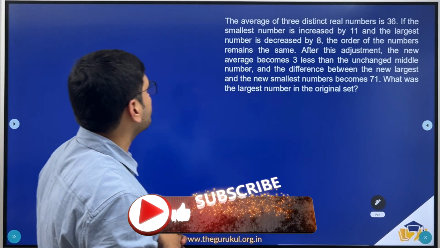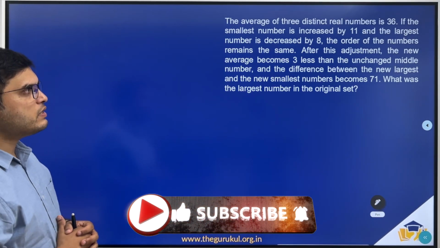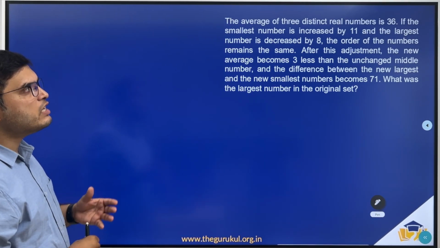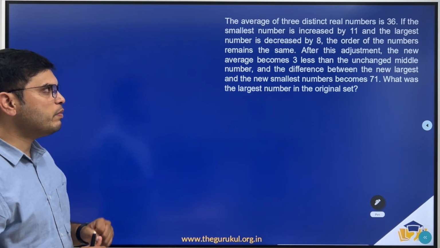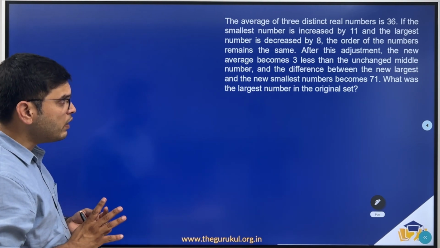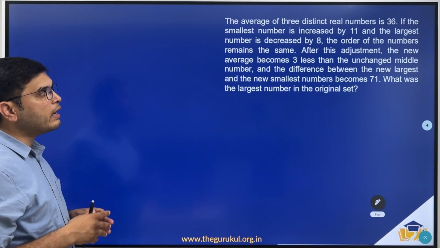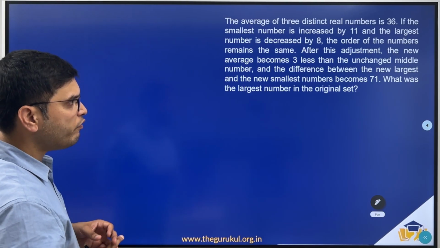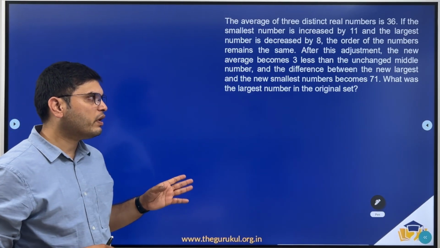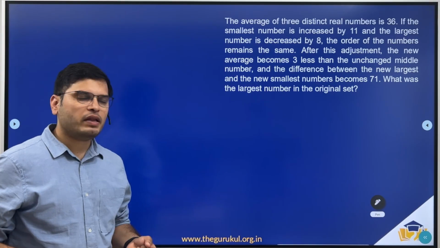Now coming to the third question. The average of three distinct real numbers is 36. If the smallest number is increased by 11 and the largest number is decreased by 8, the order of the numbers remains the same. And after this adjustment, the new average becomes 3 less than the unchanged middle number. And the difference between the new largest and the new smallest number becomes 71. What was the largest number in the original set?